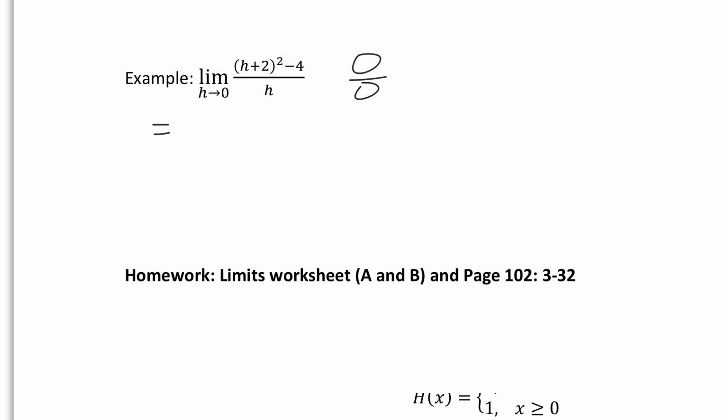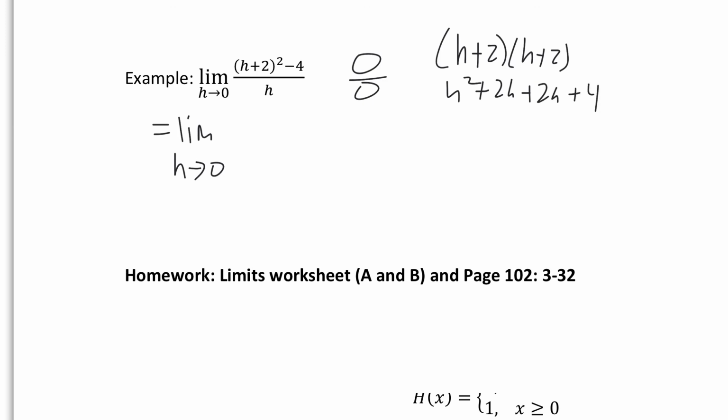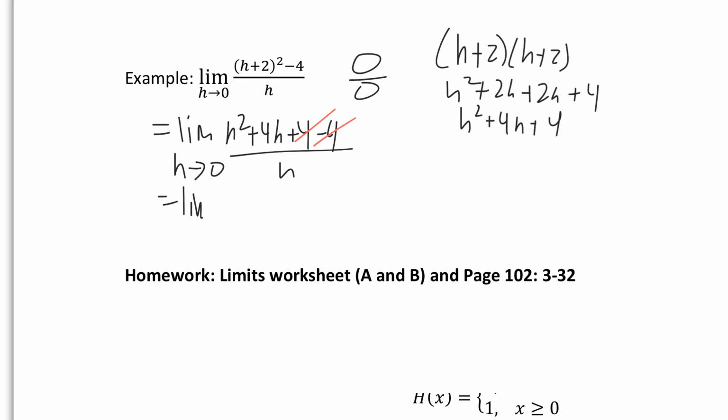And what work could we do? Well, I think expanding is a good technique in this case. I think that h plus 2 squared, I think we should actually square that out. And if we do, remember, h plus 2 times h plus 2, that'll give me h squared plus 2h plus 2h plus 4, so h squared plus 4h plus 4. So we get h squared plus 4h plus 4 minus 4. Well, we can cancel out those 4's, which gives me a limit h approaches 0 of h squared plus 4h over h.